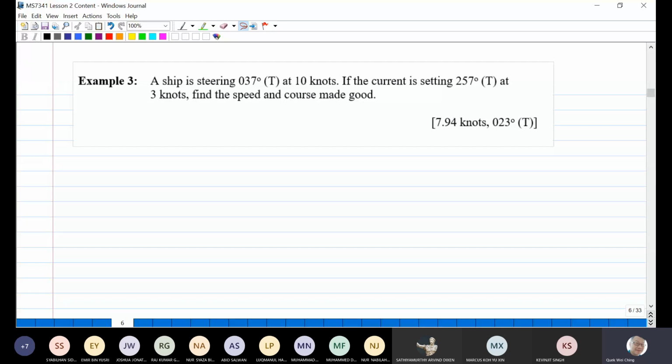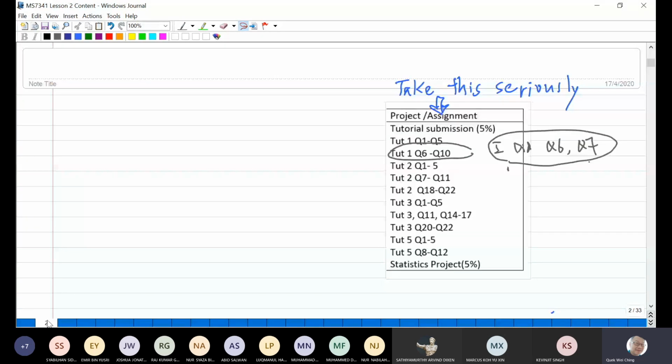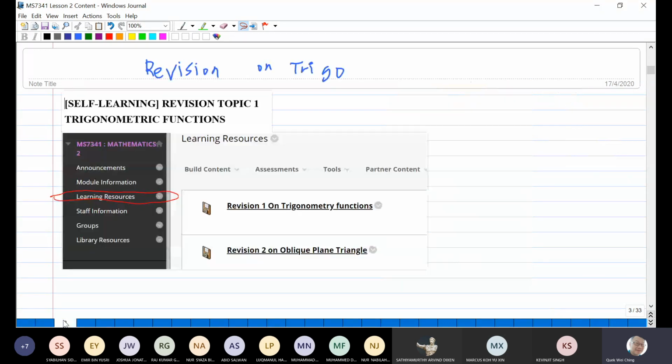Just to let you know, I'm going to cover example 3 of chapter 1 and then 4 and 5. Tomorrow I will go through the tutorial, which is questions 6 to 10. I will try to do questions 6 and 7, and the rest I can leave with you, depending on time. If you are not familiar with the trigo function, we will still continue, and you can revise trigo functions. There are notes there.